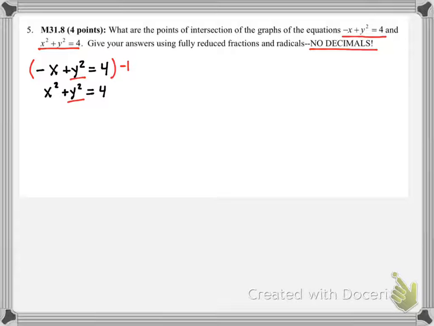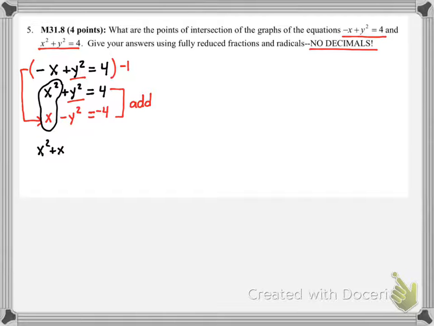So I'm going to make the top equation negative by multiplying every term by -1, and I get a positive x, a minus y squared equals -4. And now I can add these two equations, where the bottom equation came from the top. So as I add, notice this x squared and this x are not like terms, and I'm going to have x squared plus x. The y squareds cancel out, and 4 plus a -4 is 0.